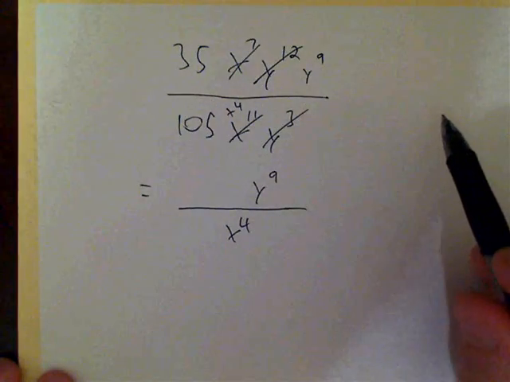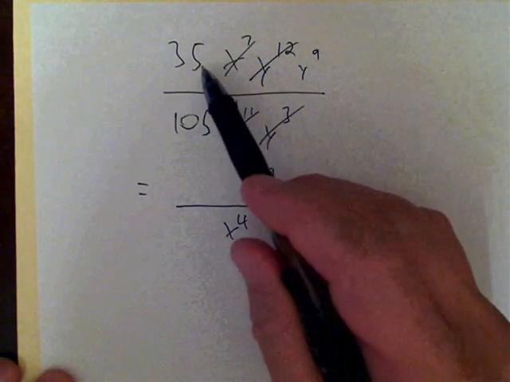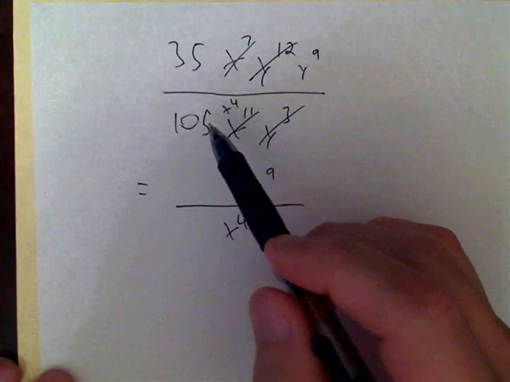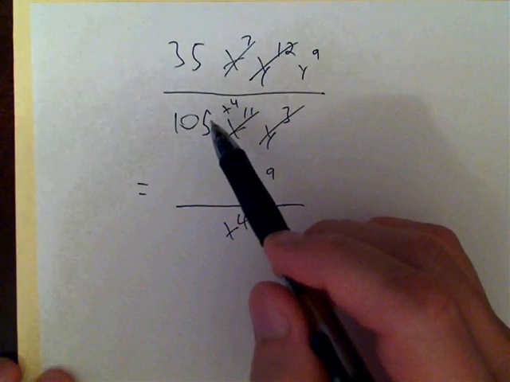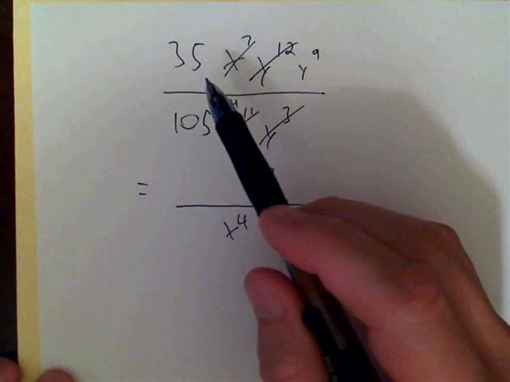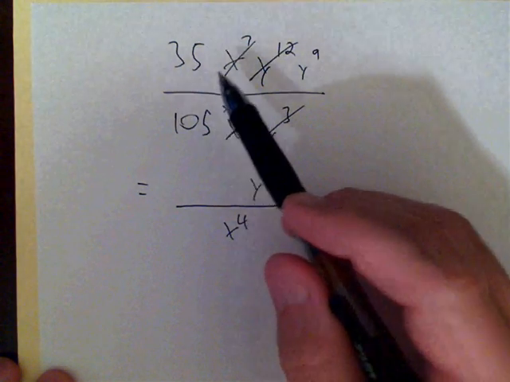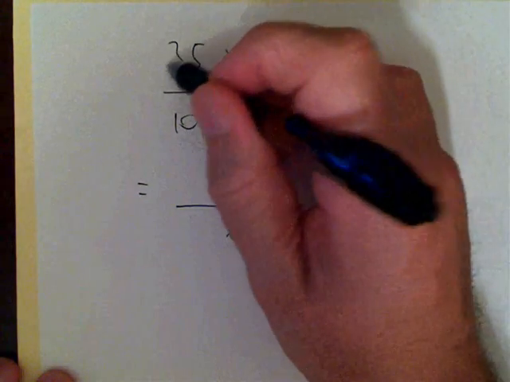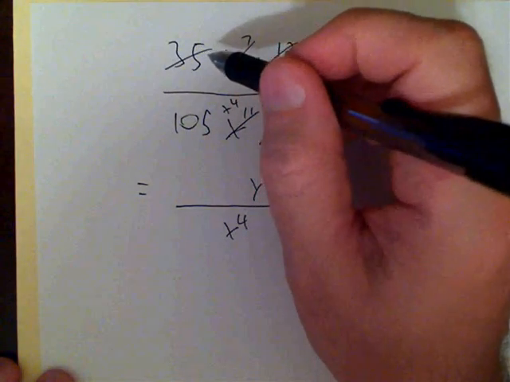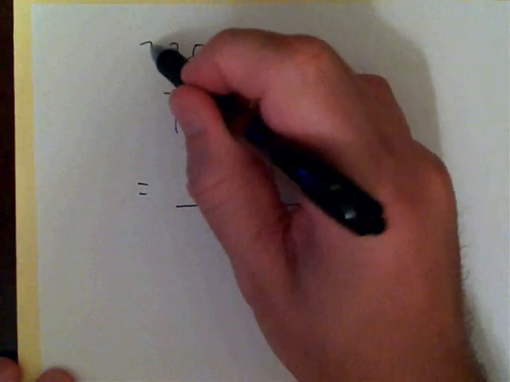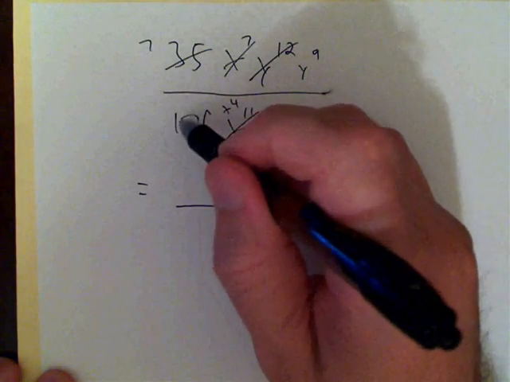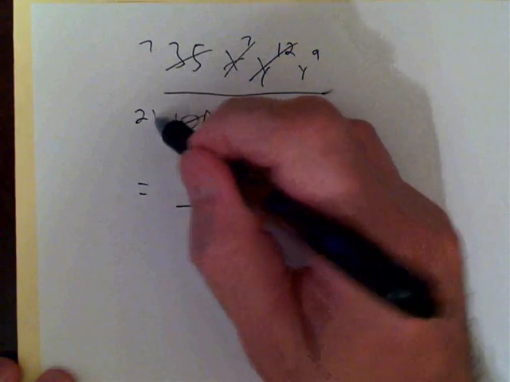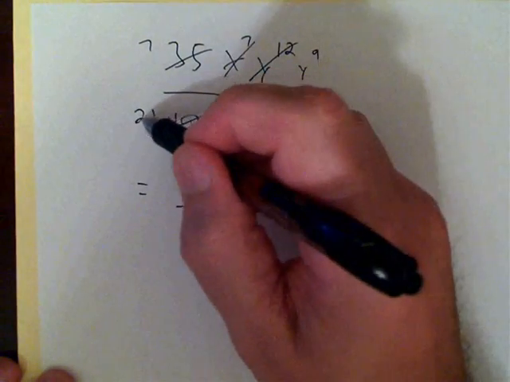Now look at 35 and 105. Let's see what we can determine. One number that we know for sure divides into 35 and 105 is 5, because they both end in 5. So let's divide by 5 first. 5 goes into 35 7 times, and 5 goes into 105 21 times. 5 goes into 10 twice, 5 goes into 5 once. A little shortcut way to do that.